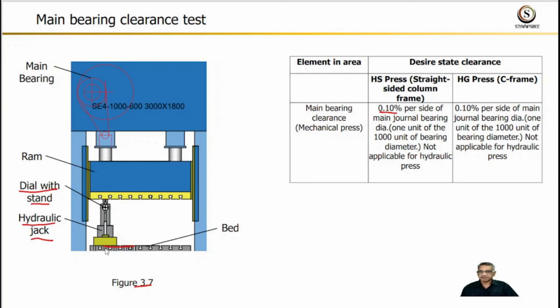The method is first ensure that bolster is in clamp condition. Set the ram at BDC and release the counterbalance pressure. Set the dial gauge and hydraulic jack under the drive connection point. Set the dial gauge in such a way that there is suitable pressure on the dial gauge. Lift the ram with the help of hydraulic jack and note down the reading. Repeat the same process for all connection points. If the deviation is more than the allowable range, the corrective action is required. The general corrective action is replacement of crank bearing.